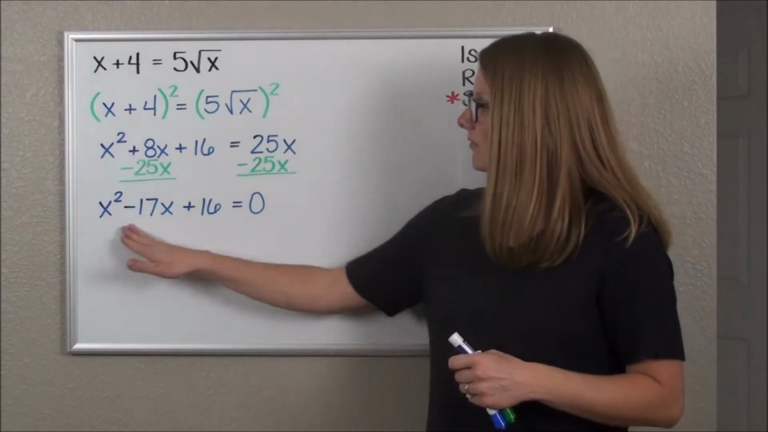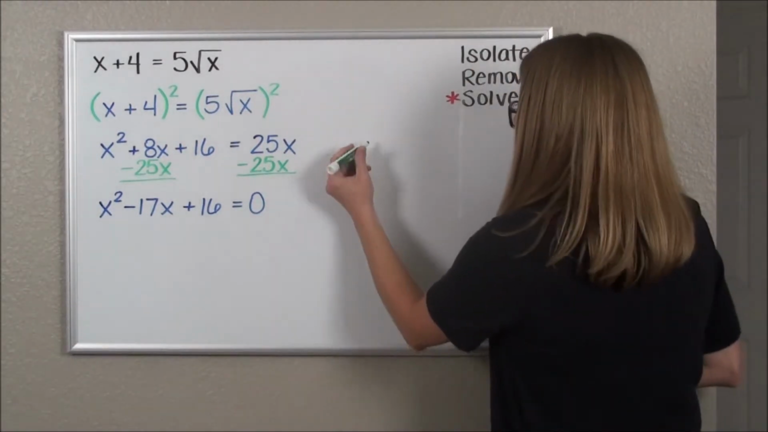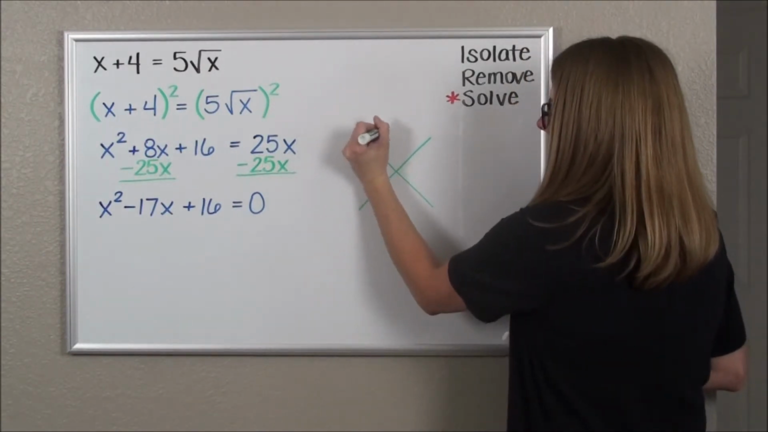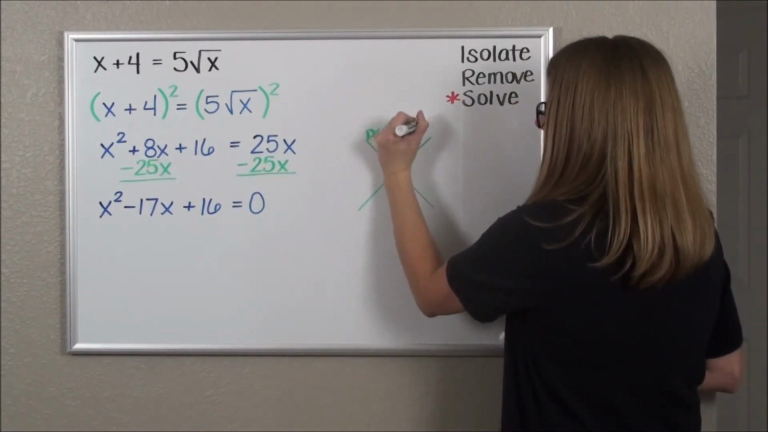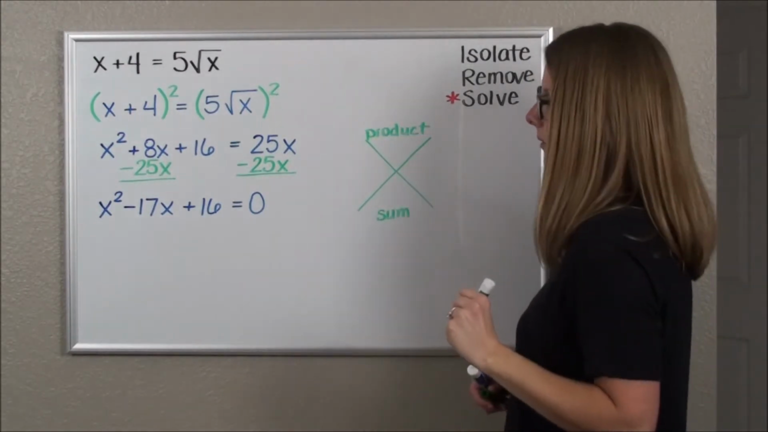And now, based on the fact that there are 3 terms, I'm going to attempt using an X box to factor. And I'm going to take it off to the side so I've got enough room here. For the X box, I'm looking for a certain product and sum to help me find the numbers to throw in.